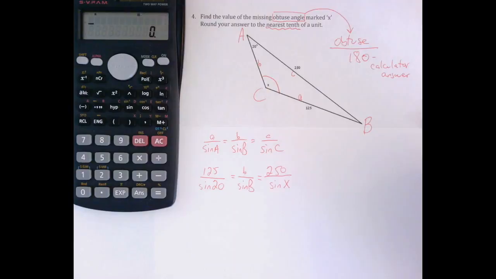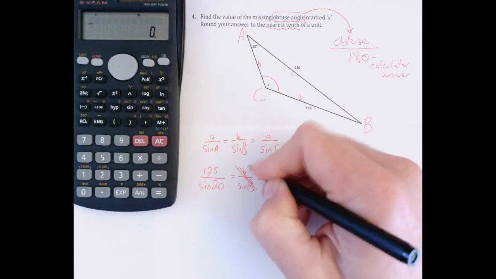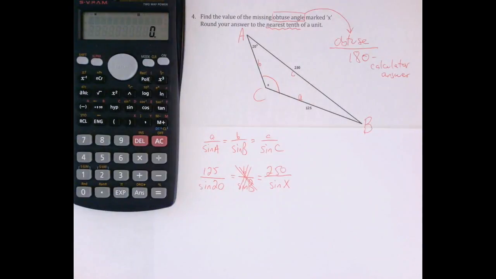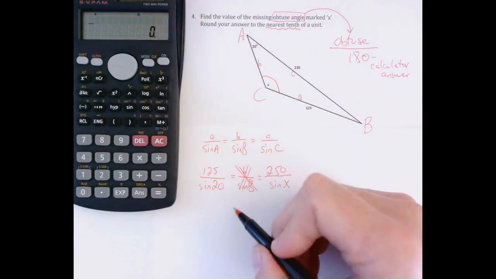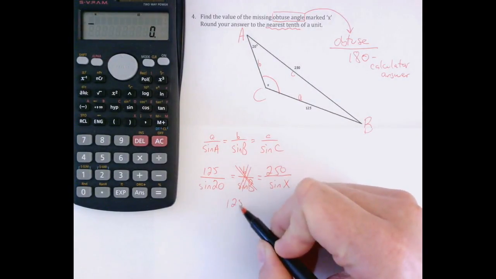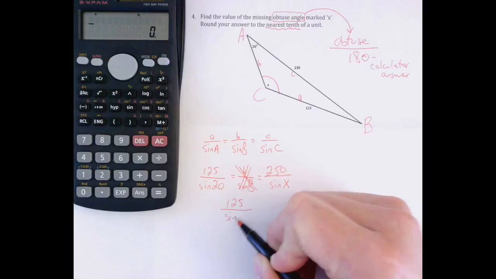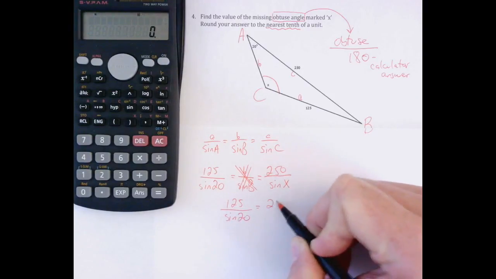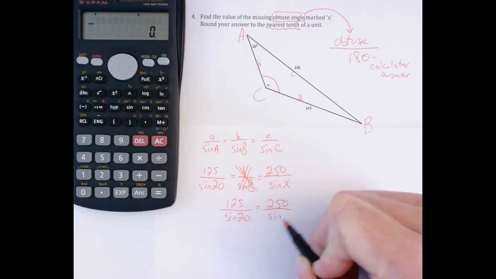Now when I look at these three fractions, one of them is useless to me, and that's the one with the b's in it. I don't know the top or bottom of that fraction. So I'm going to rewrite this. It'll be easier for me to work with. So 125 over sin 20 equals 250 over sin x.